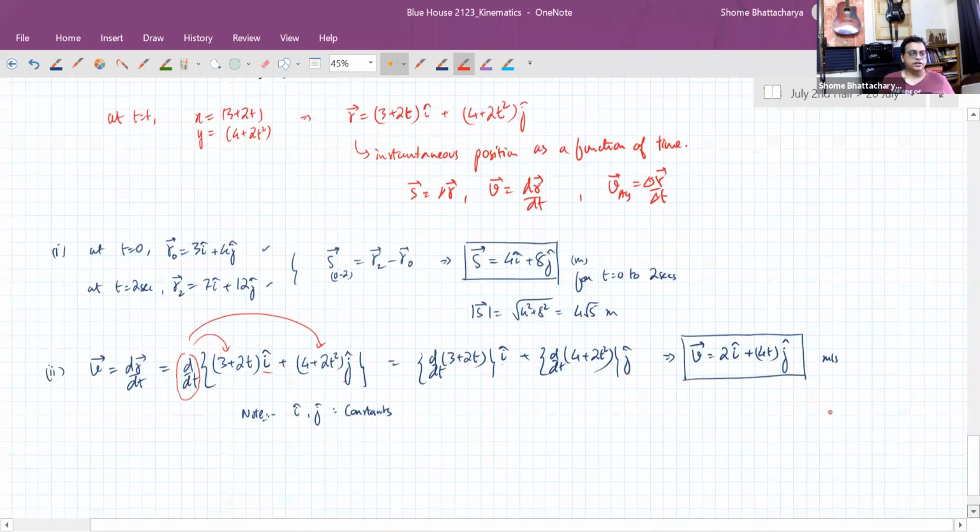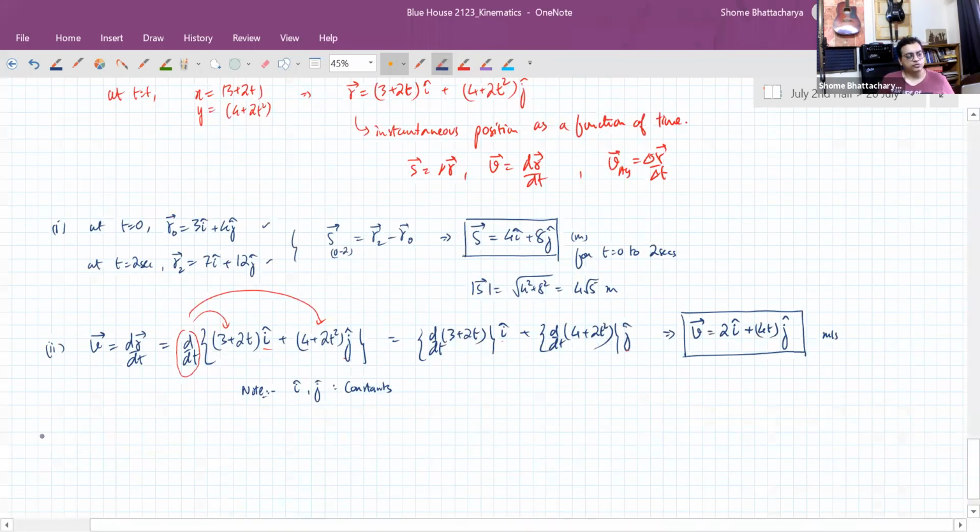Okay, so moving on to the next part. Now we want to find the instantaneous velocity at the instant t equal to 0. So let's say that's v0. So just substitute the value of t as 0. So you can see it as 2 cap. Or the magnitude of that is 2 meters per second.